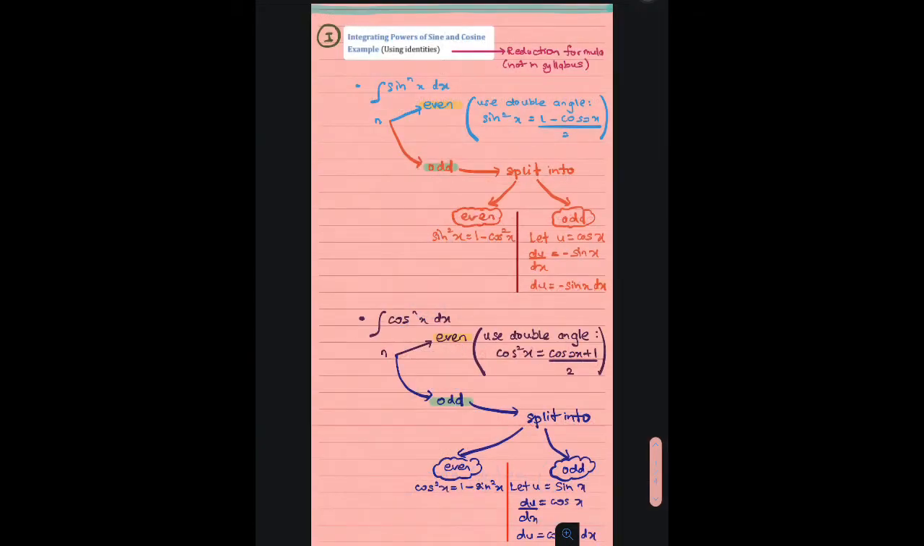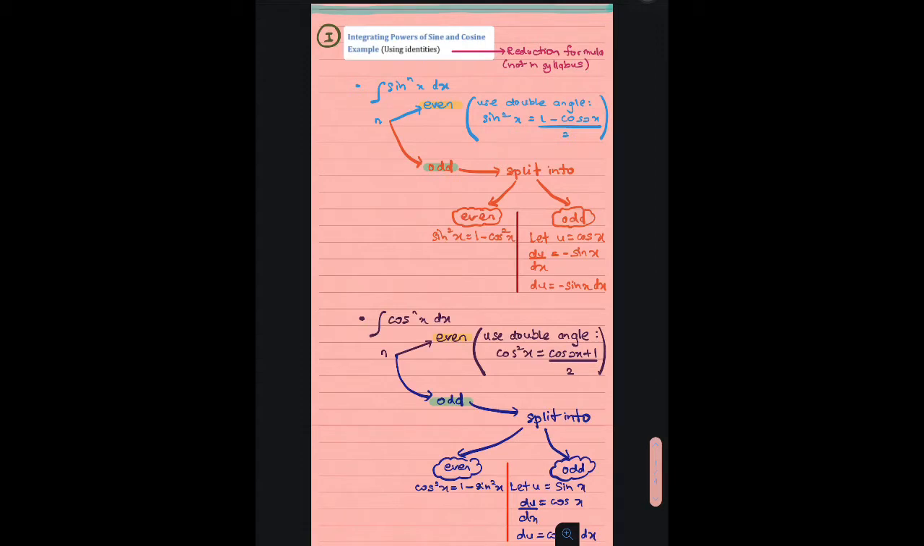Let's look at number 1, which is integrating powers of sine and cosine. In the workbook, there are 2 methods to find the integral of powers of sine and cosine, which is using identities and also using the reduction formula. But please ignore the reduction formula because this is not in the syllabus. So we are going to use identities only.